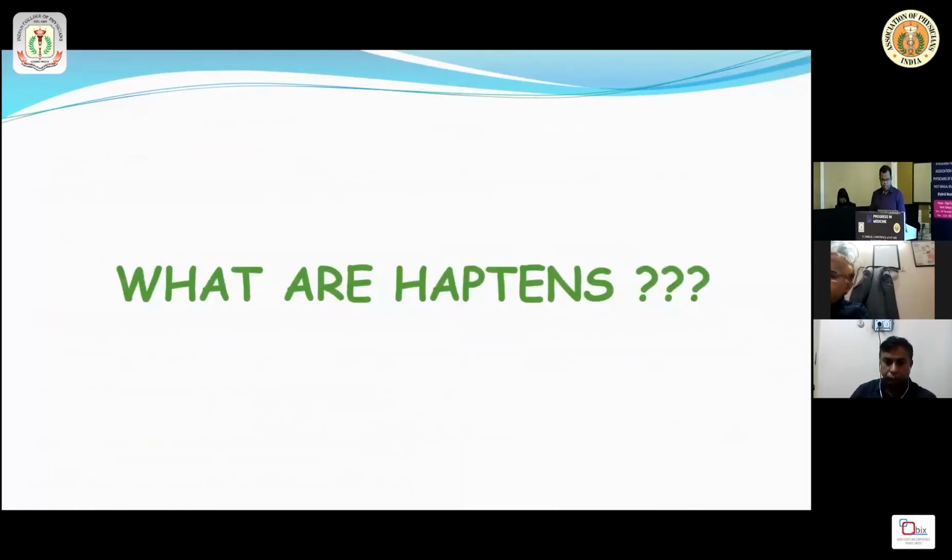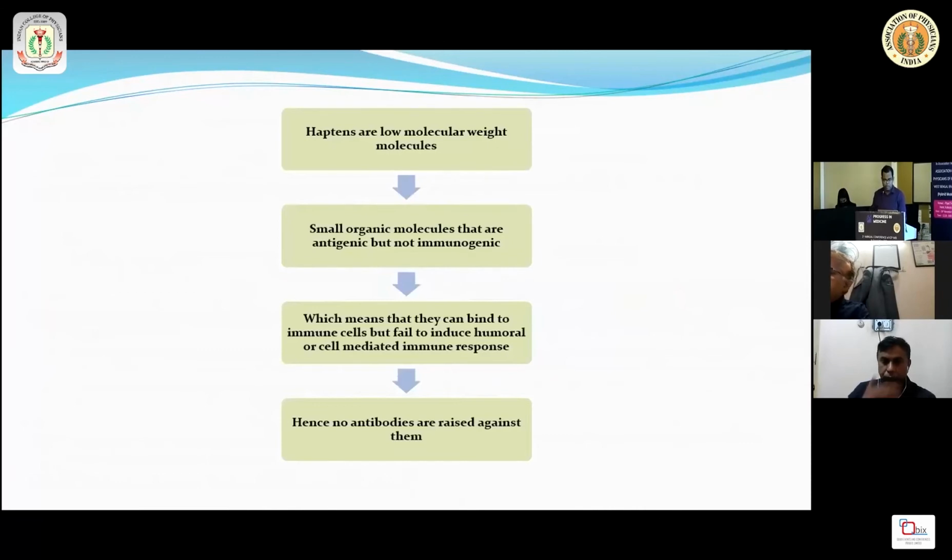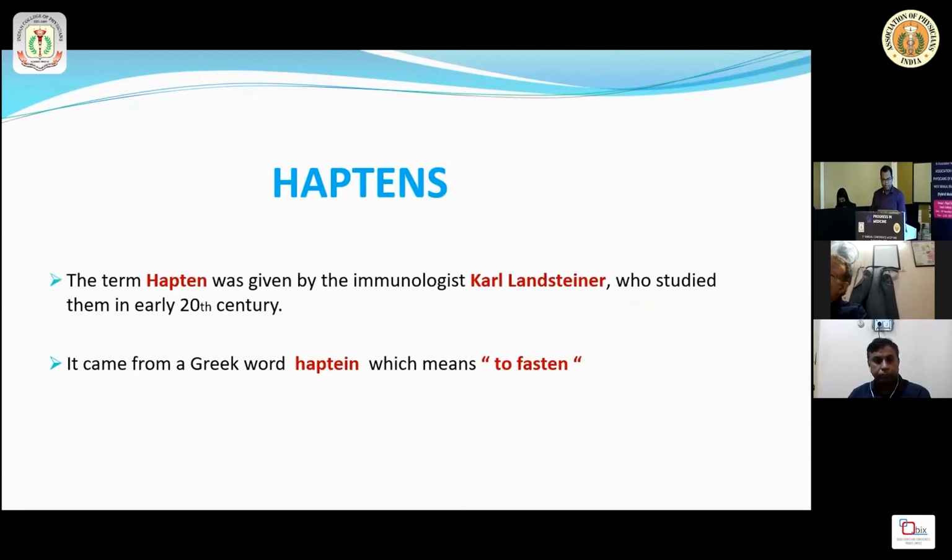What are haptens? Haptens are low molecular weight molecules, small organic molecules that are antigenic but not immunogenic, which means they can bind to immune cells but fail to induce humoral or cell-mediated immune response. Hence, no antibodies are raised against haptens. The term hapten was given by the immunologist Carl Landsteiner, who studied them in the early 20th century. It came from a Greek word, haptein, which means to fasten.